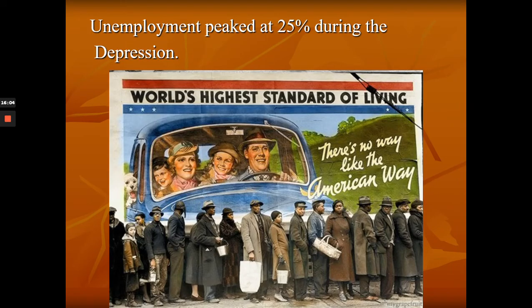Unemployment peaked at 25% during the Great Depression. And it was really bad, y'all. It was really bad because back then, if you were unemployed, that was it. There was no welfare. There were no government programs to help the poor. All you could do is rely on charity.